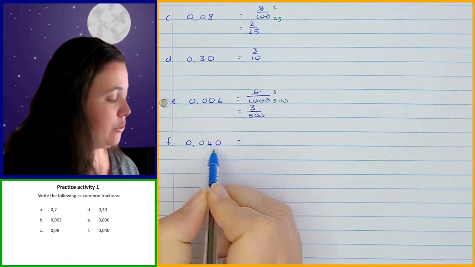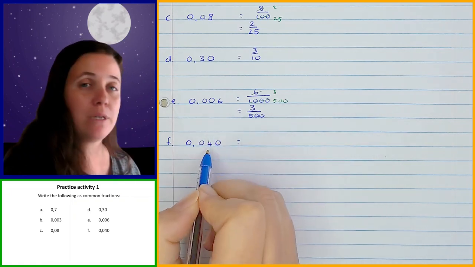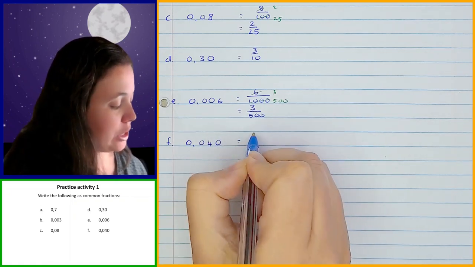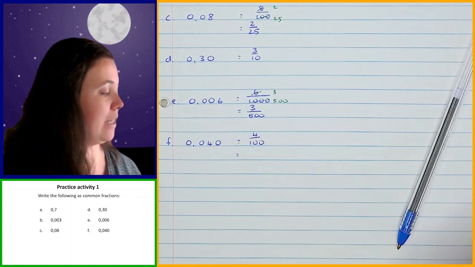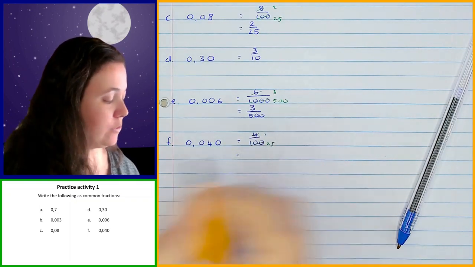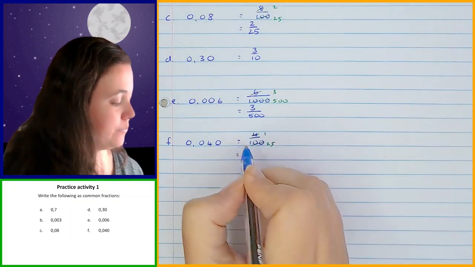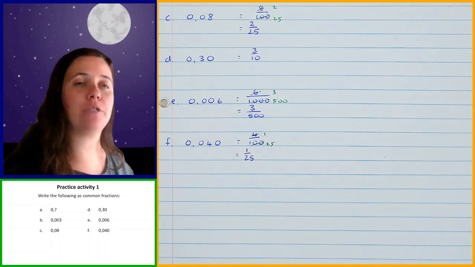And then 0.040, again, I'm only going to look at the 4. The 4 is in the hundredths position, so that's going to be 4 over 100. And if I simplify that by dividing both by 4, I'll get 1 and 25, so that's 1 over 25. So that's what you should have got for each of those examples.